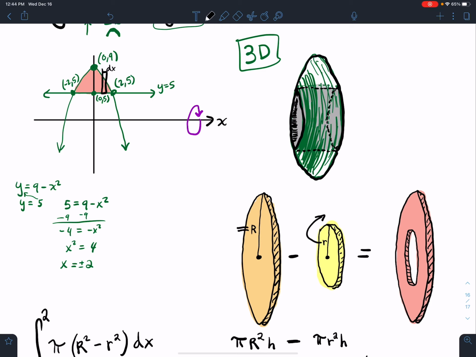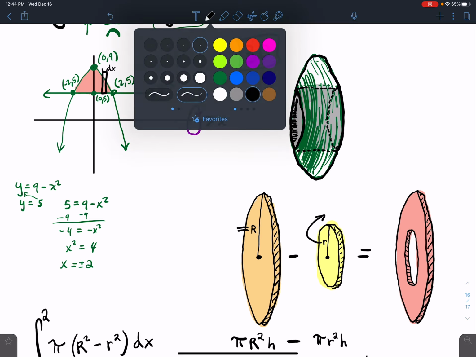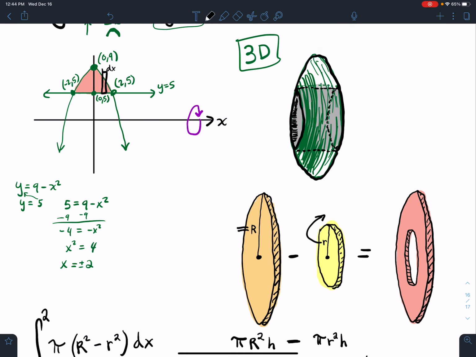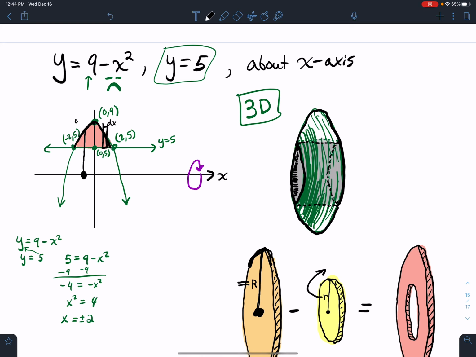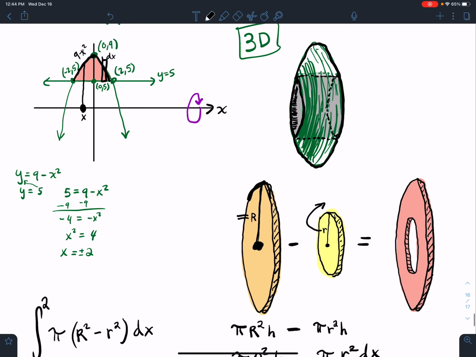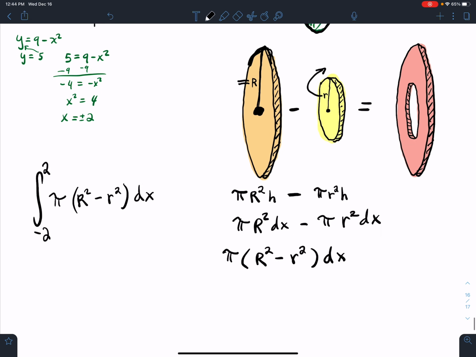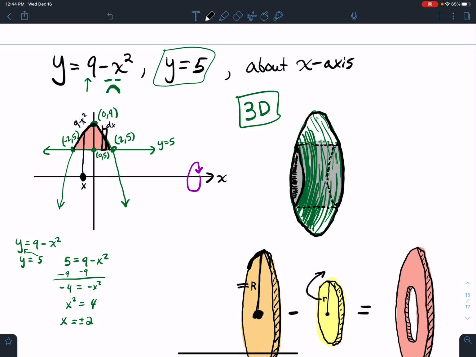r is equal to. Well, big R is the distance from the center to the outside band, right? So the center to the outside band. Okay, well, what is that distance? That distance happens to be the curve, 9 minus x squared for some arbitrary x value. So my R here is equal to 9 minus x squared.